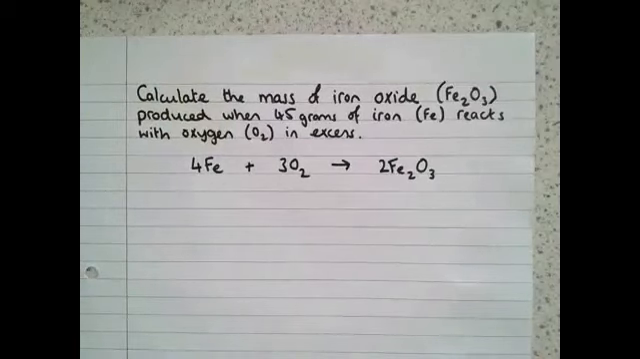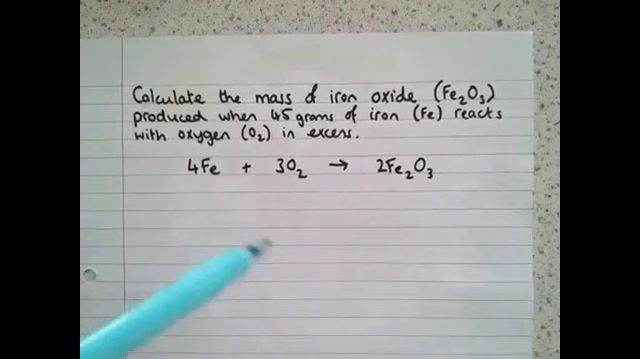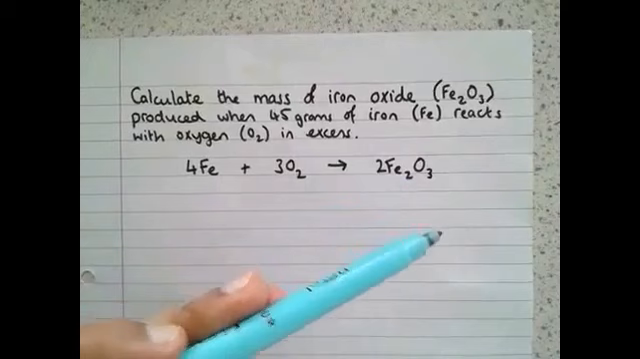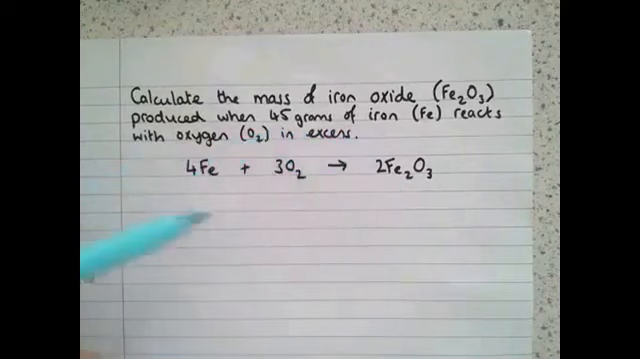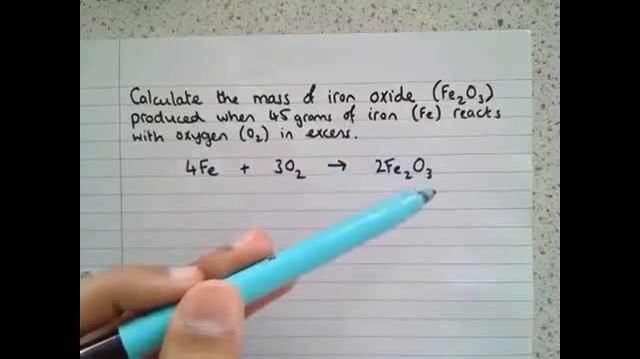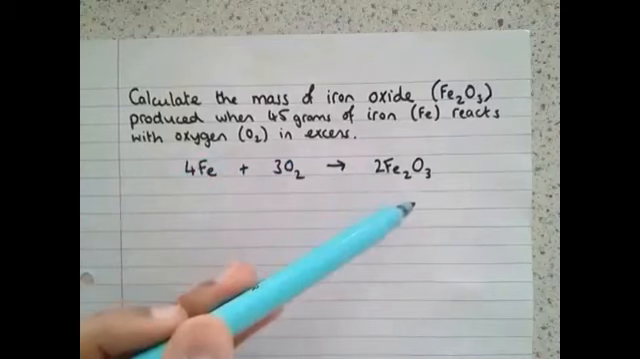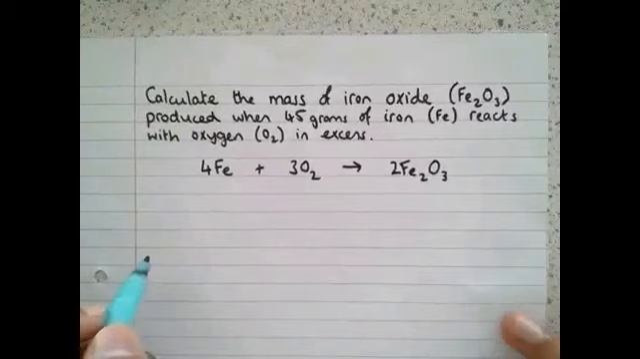Now, in this second part of the video, we are going to calculate reacting masses. How we can get a mass of the other if we are given one of the masses in an equation. So the example we are using here, they're telling us to calculate the mass of iron oxide produced when 45 grams of iron reacts with oxygen in excess. So we are given a balanced equation where we have 4 moles of iron reacting with 3 moles of oxygen to get 2 moles of iron oxide.